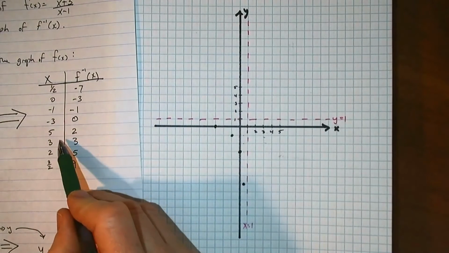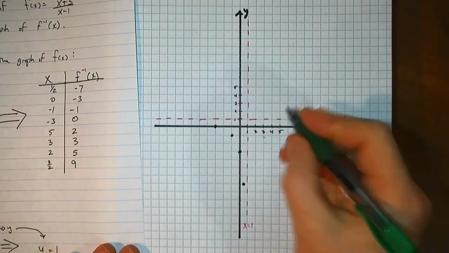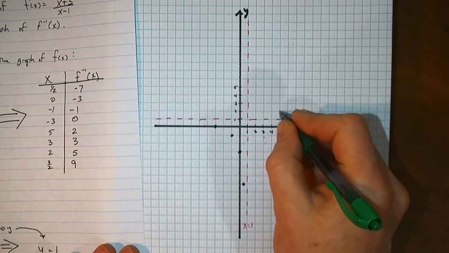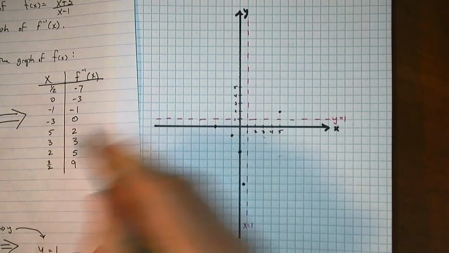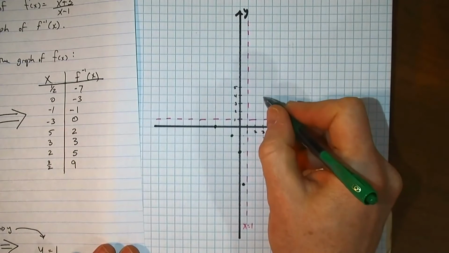And now I jump over to some positive numbers. So I've got 5, 2. So 5, 1, 2. I've got 3, 3. So 3, 1, 2, 3.